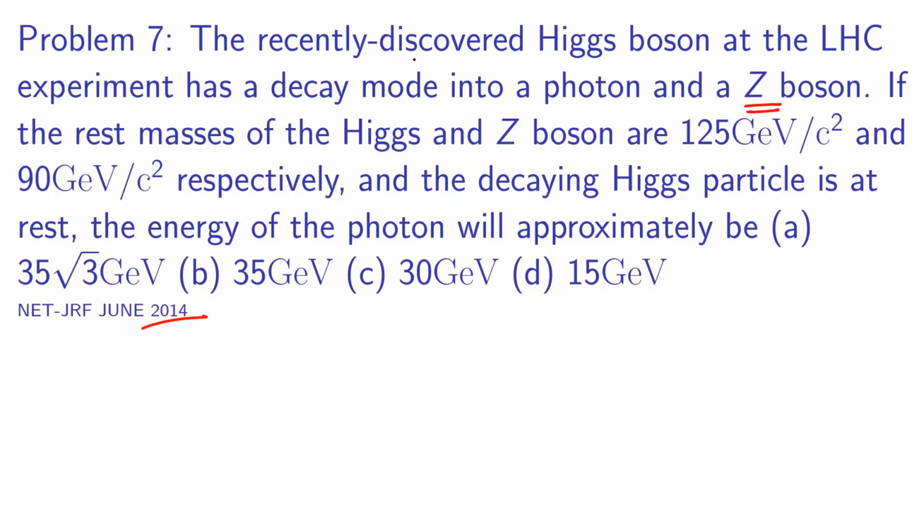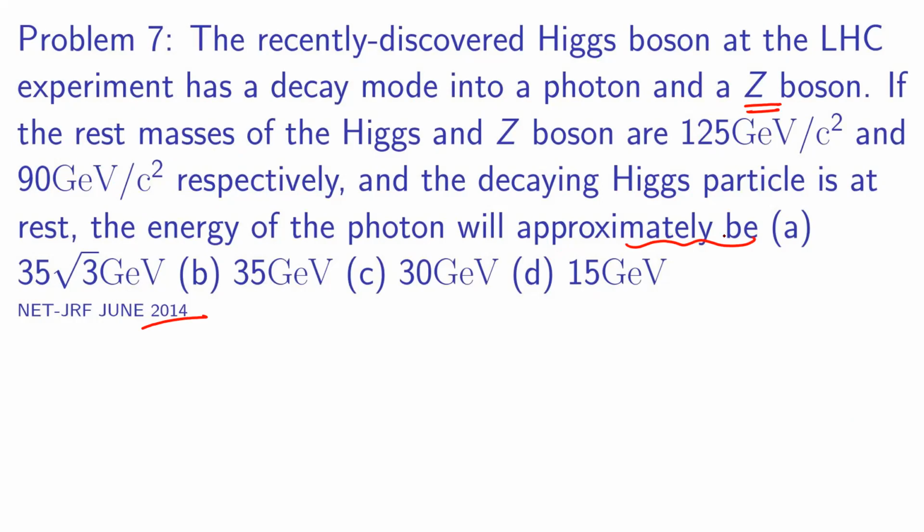If the rest masses of the Higgs and Z boson are 125 GeV/c square and 90 GeV/c square respectively, and the decaying Higgs particle is at rest, the energy of the photon will approximately be, what's the energy of the photon?